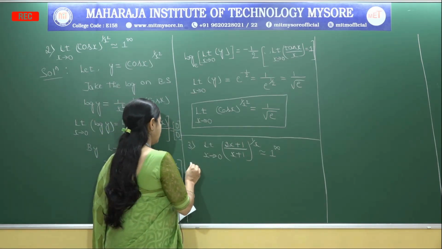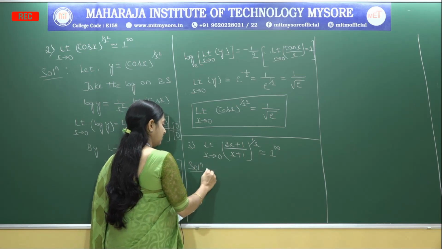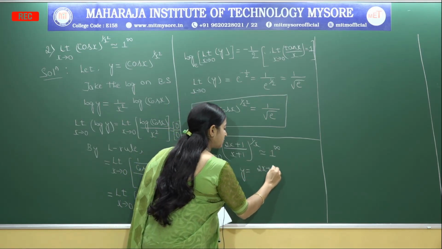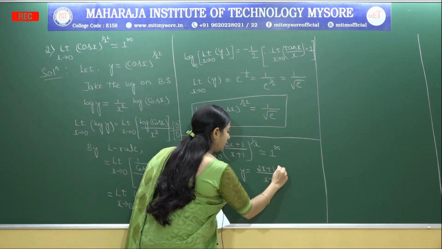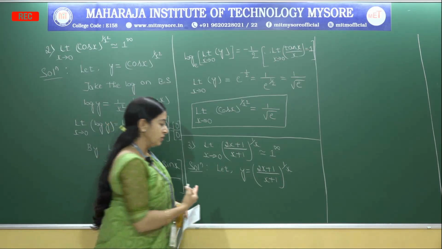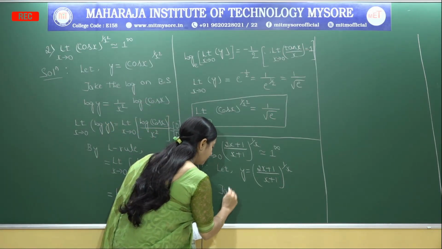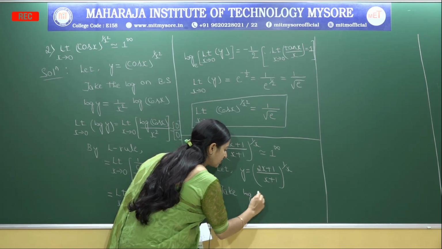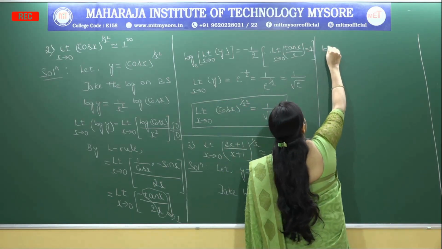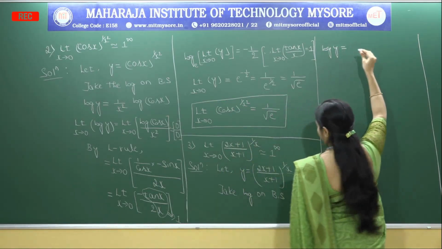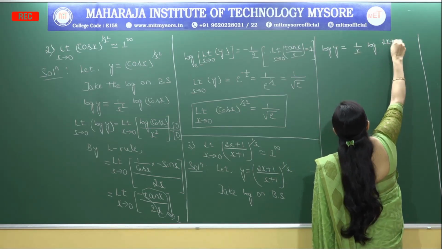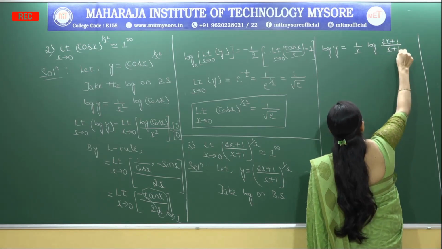Then apply as usual, you have to take the first term as y. Let y equals 2x plus 1 divided by x plus 1, power 1 by x. Then apply the log on both sides. So log y equals 1 by x log of 2x plus 1 divided by x plus 1.